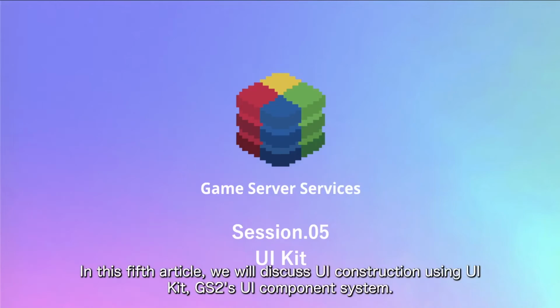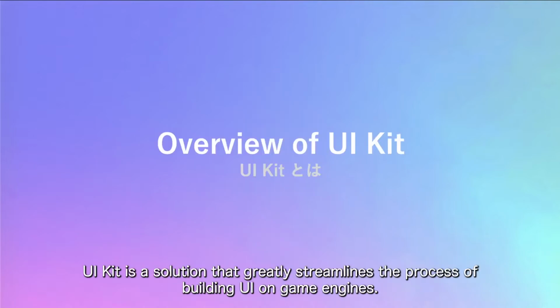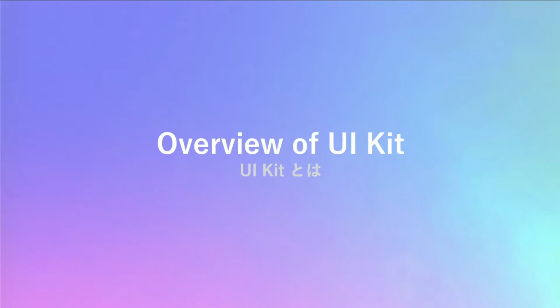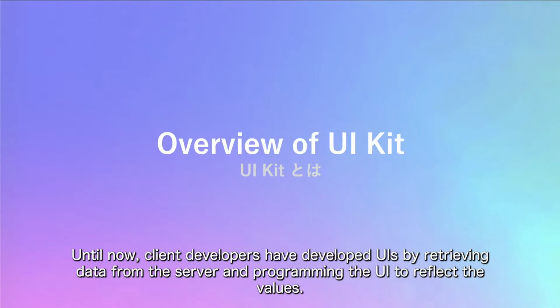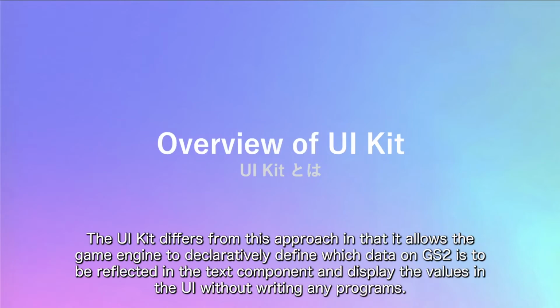In this fifth article, we will discuss UI construction using UIKit, GS2's UI component system. UIKit is a solution that greatly streamlines the process of building UI on game engines. Until now, client developers have developed UIs by retrieving data from the server and programming the UI to reflect the values. UIKit differs from this approach in that it allows the game engine to declaratively define which data on GS2 is to be reflected in the text component and display the values in the UI without writing any programs.